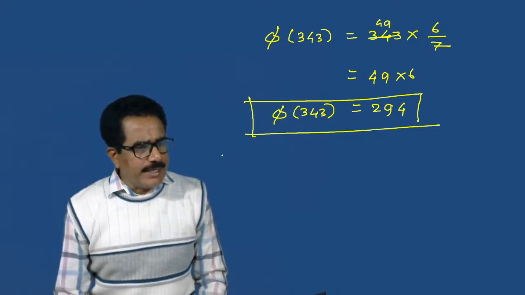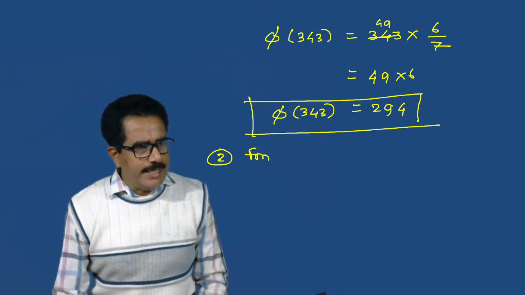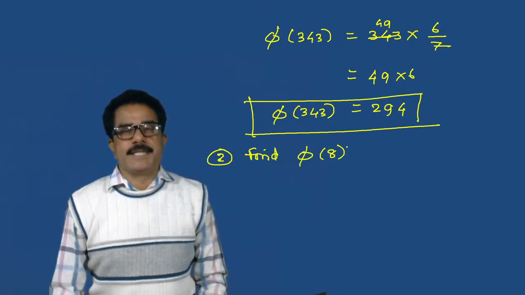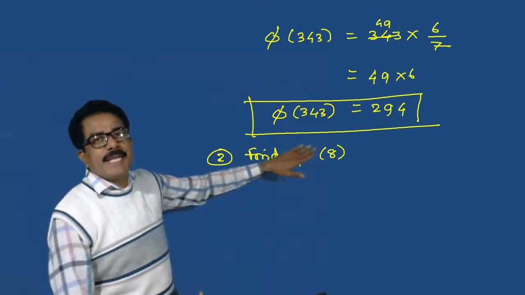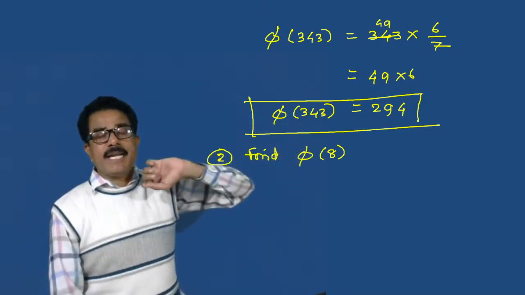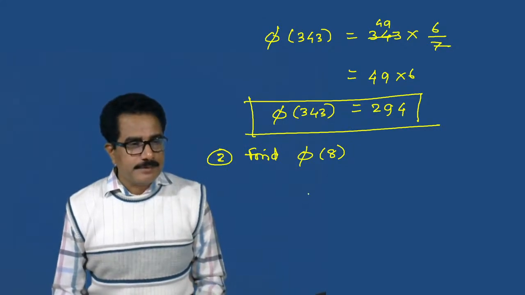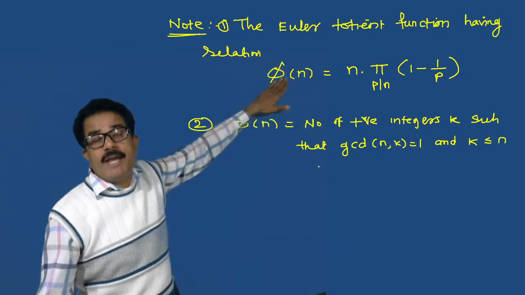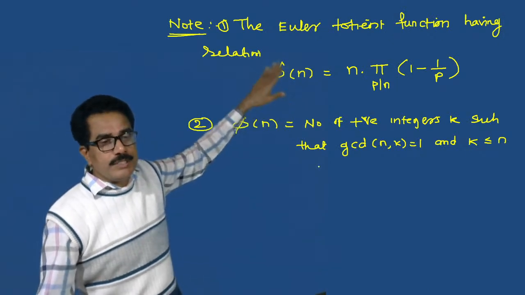For example, we can find a second one similarly. Example, find phi of, suppose, 8. Now what do you have to do here? You have to find phi of 8 by using this formula. See this, we have to use that method, we have to use this formula.